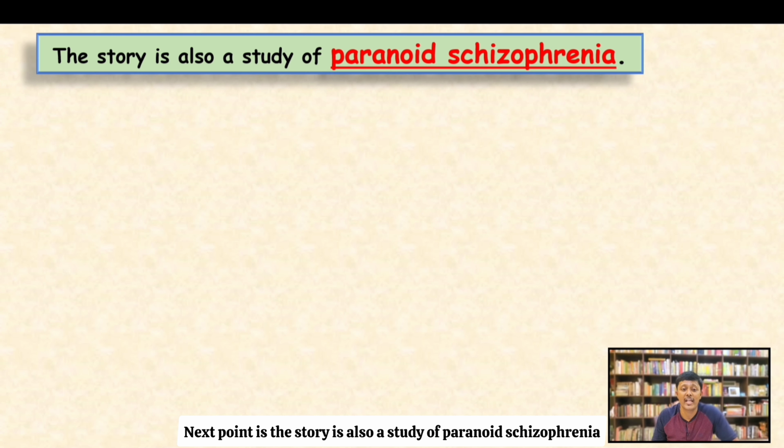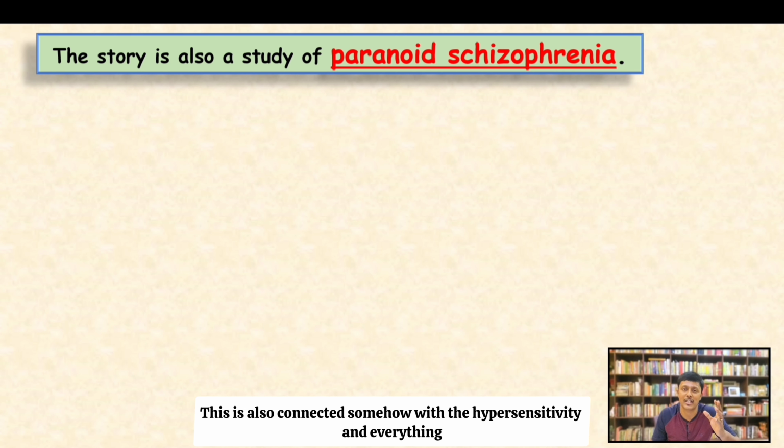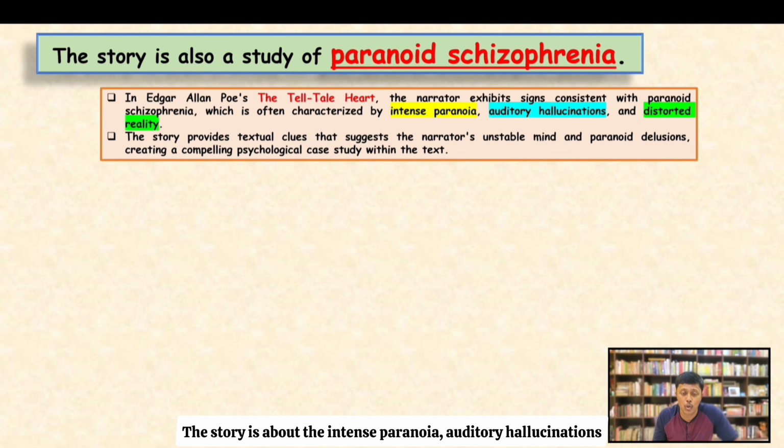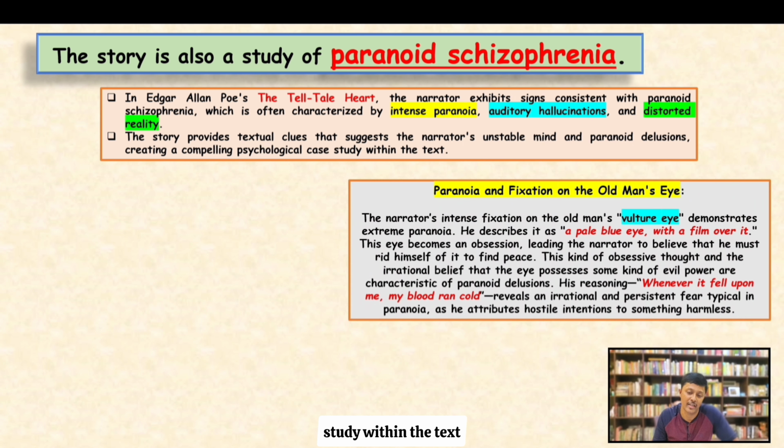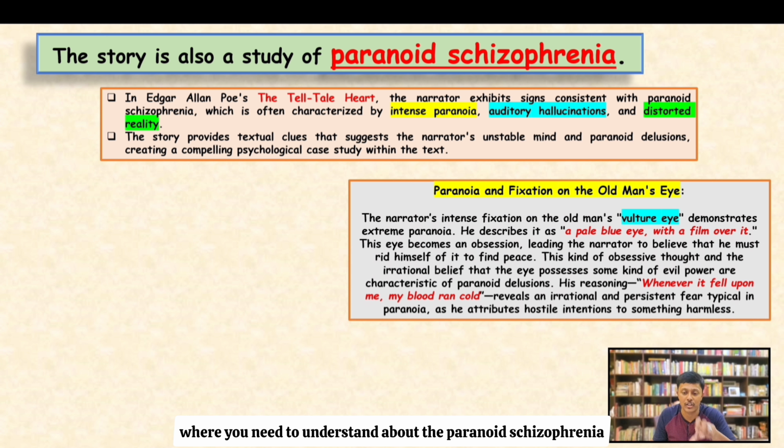The next point is that the story is also a study of paranoid schizophrenia. This is also connected somehow with the hypersensitivity. The story is about intense paranoia, auditory hallucinations, and distorted reality, which we have already discussed earlier. The story provides textual clues that suggest the narrator's unstable mind and paranoid delusions, creating a compelling psychological case study within the text. So, paranoia and fixation on the old man's eye. This is the first point where you need to understand the paranoid schizophrenia part.